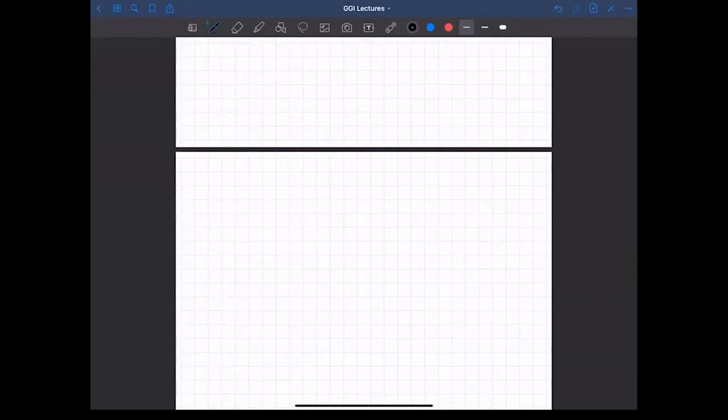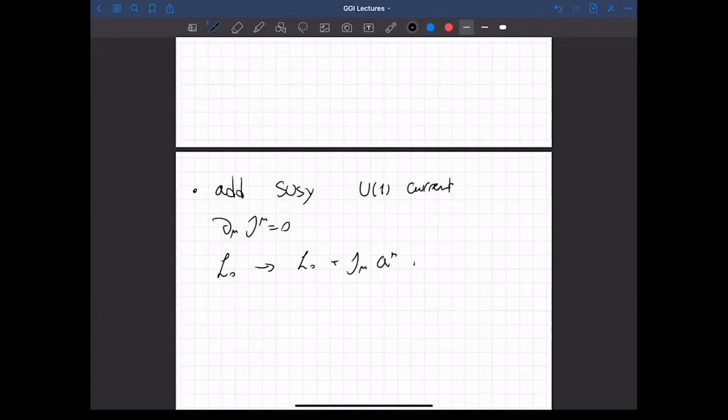Now let's start adding SUSY. So now I add supersymmetry. But instead of considering the metric, I don't want to couple the theory to gravity, but to some background gauge field. So I will suppose to have a U(1) current, with partial_mu j^mu equal to zero. When you have this preserved current, you can couple your Lagrangian to the background fields in this way, and then there will also eventually be some seagull terms. So here A_mu is a background gauge field.